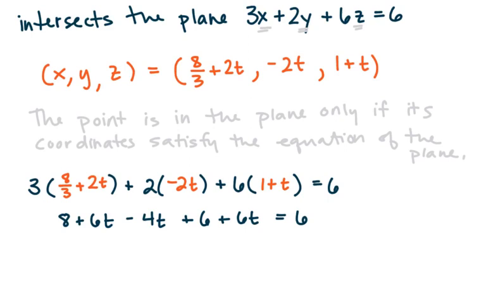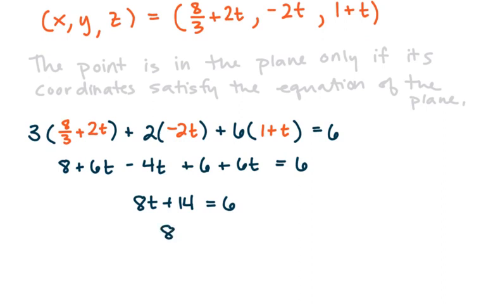Combining like terms, I have 8t plus 14 on the left equals 6. Subtract the 14 from both sides. I've got 8t equals negative 8, or t equals negative 1. So at that parameter, t equals negative 1, that is where the point of intersection lies.